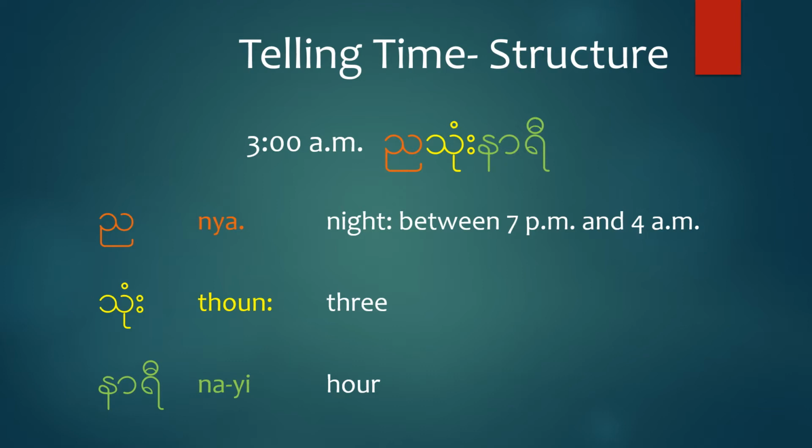The next thing is we need to tell what hour it is, and so the number comes next. In this case, it's the number 3, thong. Lastly, we want to say the word for hour, and that's na yi. That's how that is put together. So for the first few minutes, we're going to talk about just telling time on the hour. So let's move on to the next card.